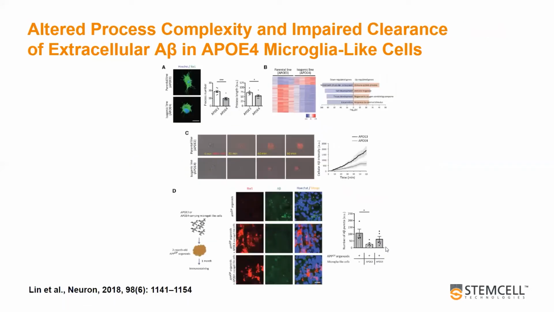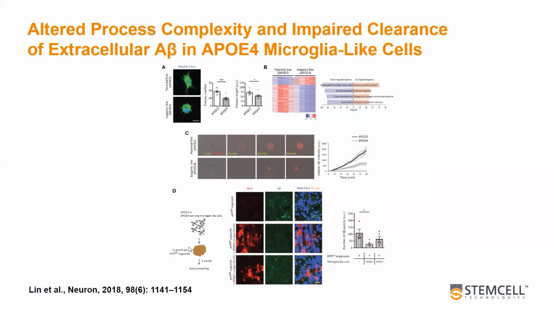Next, they investigated microglia-like cells. Again, RNA-seq data showed over 1,400 differentially expressed genes, with a third of upregulated genes in ApoE4 microglia-like cells associated with immune responses. Figure C indicated ApoE4 microglia-like cells took up A-beta much more slowly than ApoE3 cells.